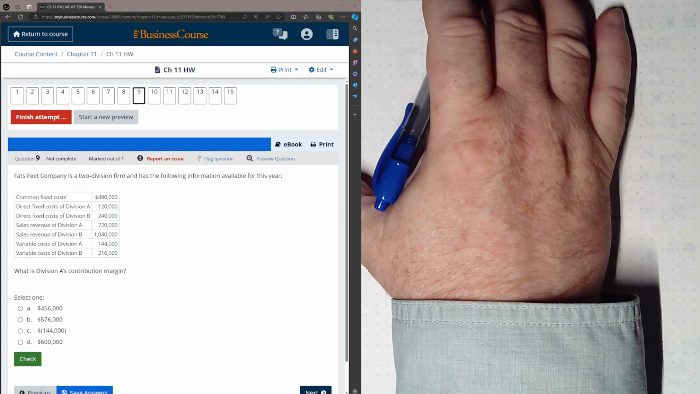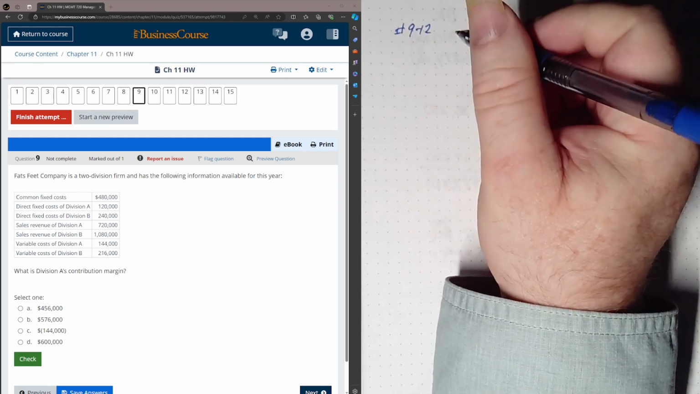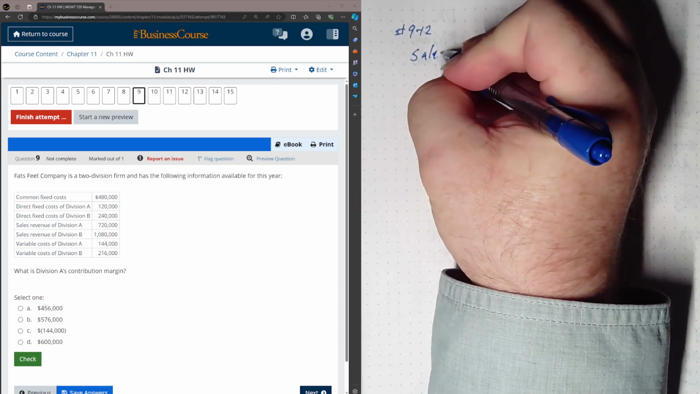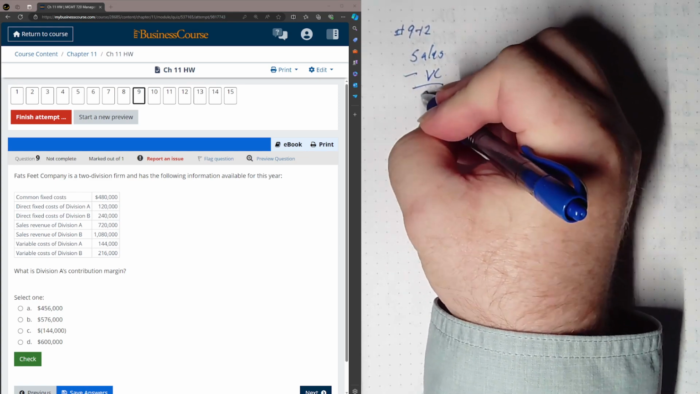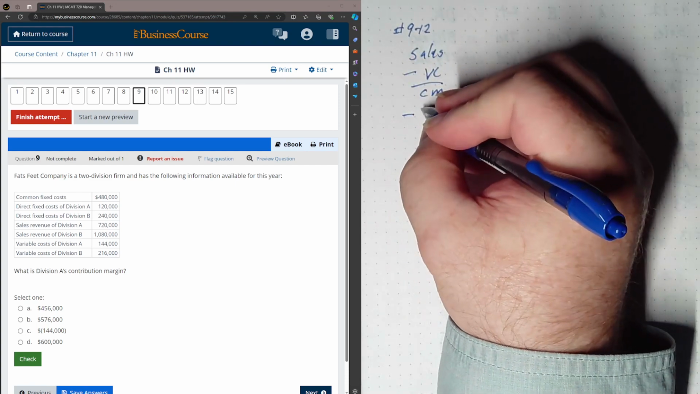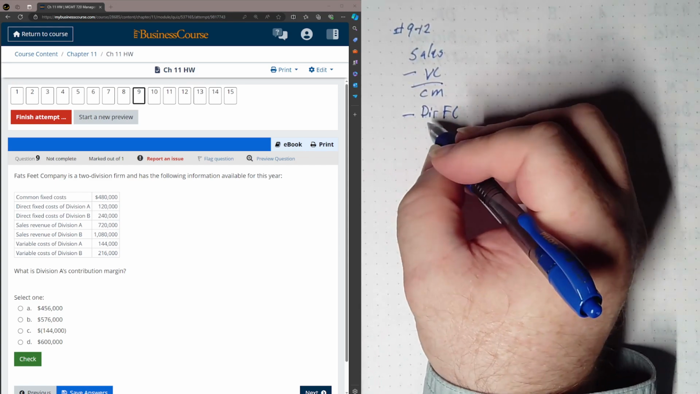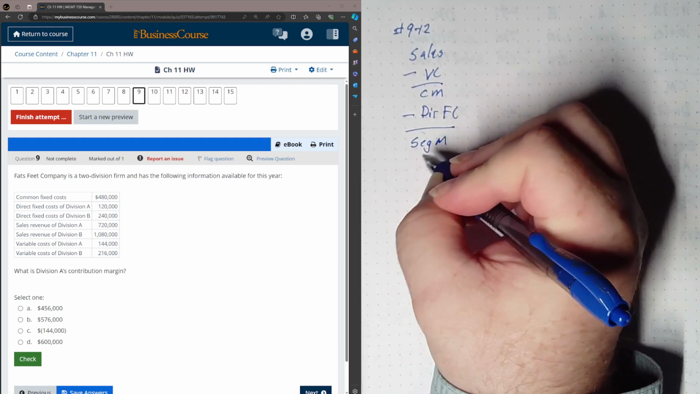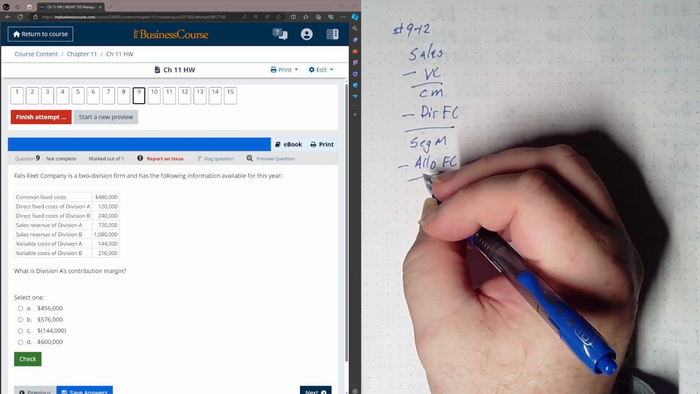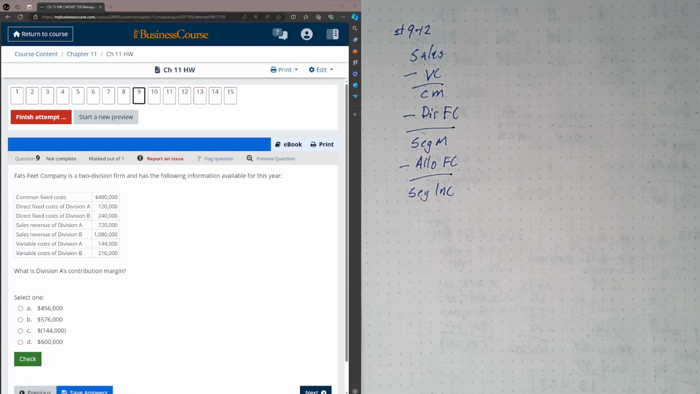This is going to be number 9 through 12, and they're all going to use the same format. We're going to be using sales minus variable cost equals contribution margin, and that's what we've known before, minus, and I'm going to say this is going to change, instead of fixed cost, this is going to be direct fixed cost, which will give us our segment margin, then minus allocated fixed costs, which is going to give us our segment income. And different questions are going to ask different parts of this.